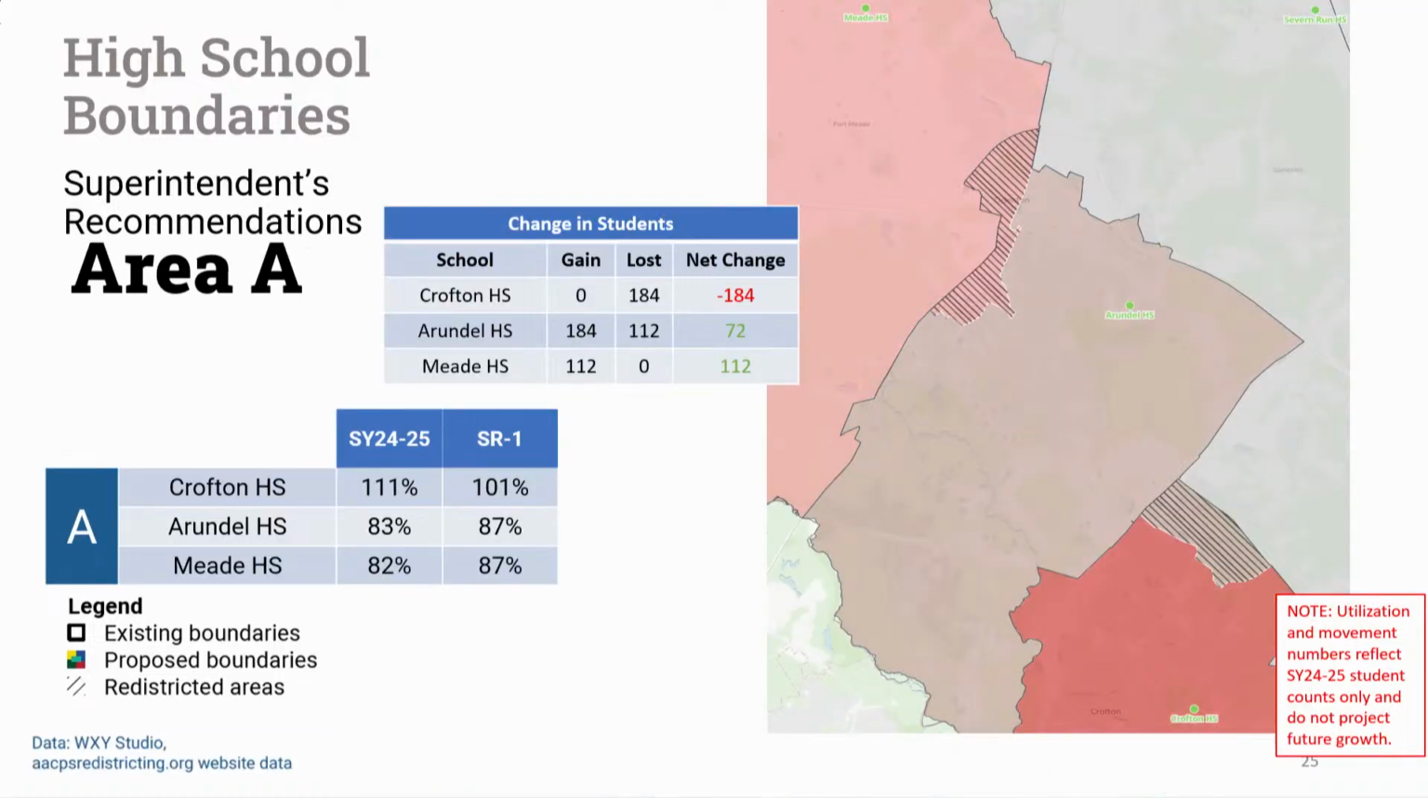In Area A, for SR1 and SR2, Arundel High School would gain 184 students from Crofton High School, and 112 students would move from Arundel High School to Meade High School. Crofton High School's utilization is reduced from 111% to 101%. Importantly, the utilization at Crofton High School drops below 100% with an adjusted SRC if approved. Both Arundel High School and Meade High School increase to 87%.